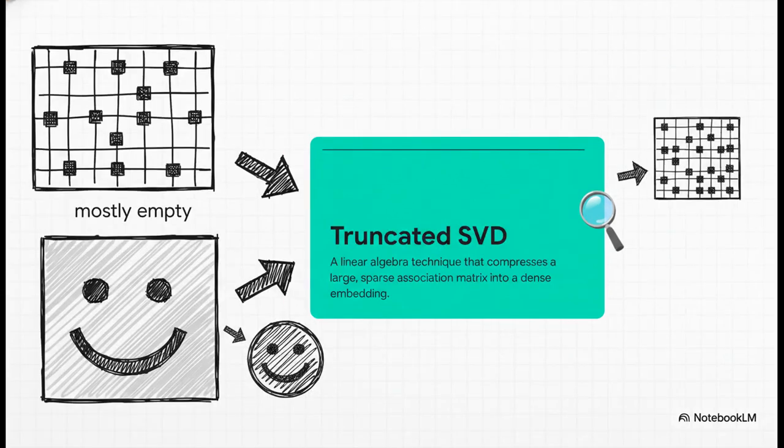After that NPMI step, you're left with this huge but mostly empty matrix of word relationships. Truncated SVD is the magic that compresses it all down. You can think of it like taking a giant blurry image and finding the sharpest, most important patterns to create a small, dense thumbnail. That's what creates the final useful vector embeddings in that embed stage.